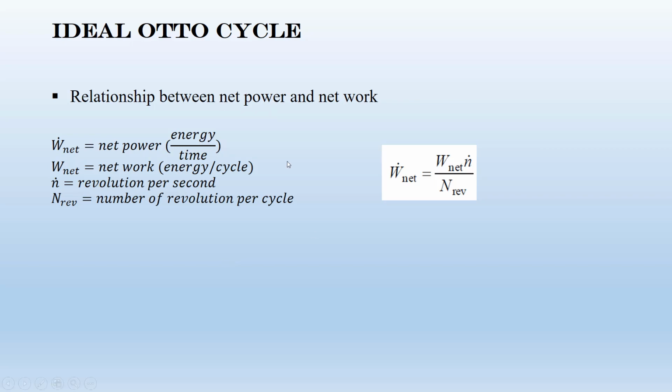Sometimes you calculate the work based on the first thermodynamic law. You can calculate the work, and then you may be asked to calculate the power. If you are asked to calculate the power, you can calculate first the net work, and then use this equation to convert the W net to the power. You need to multiply the W net by N dot, which is the revolution per minute, and then divide it by n, which is the number of revolutions per cycle.